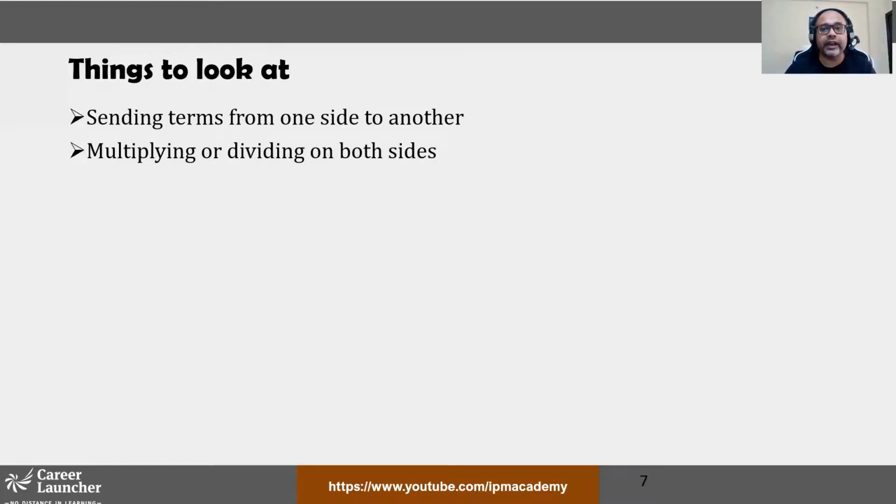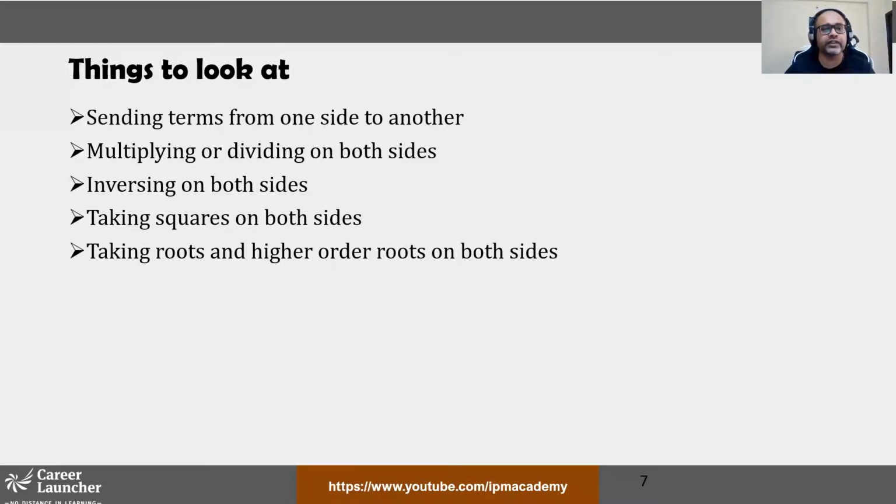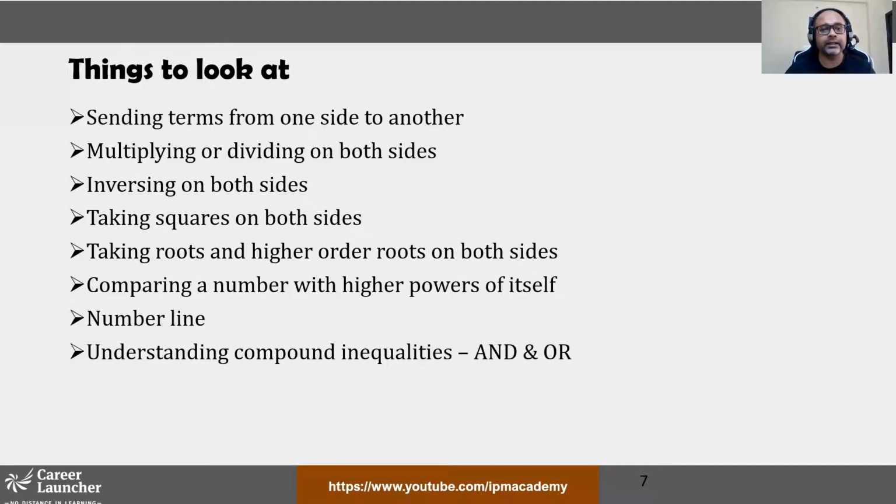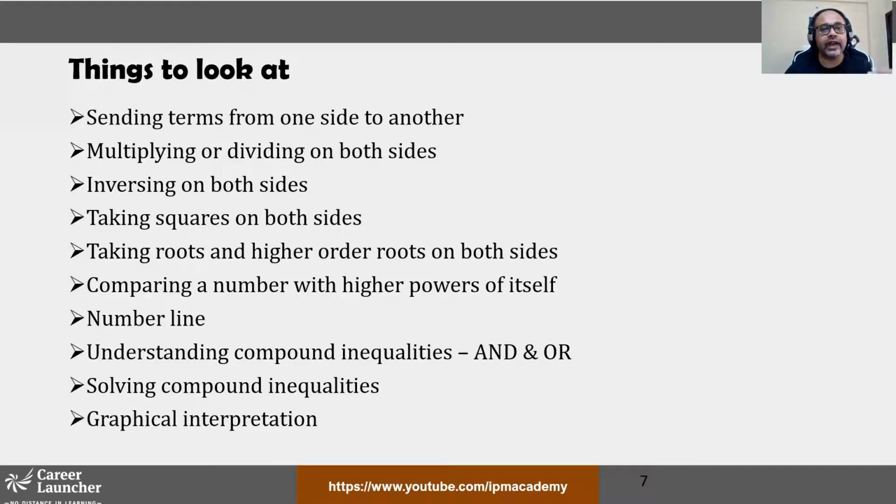Next is multiplying or dividing. So all the things that you know about equal to, we are again trying to see that with respect to your inequality. What happens when I multiply my entire inequality with a constant, or dividing the entire inequality with a constant? What happens to it? Then what about inversing on both sides? What happens if I take inverse of the numbers on both sides, and so on and so forth. So this is a list of things I have made over here, and I'll take you through each one of these things, and by the end of these you will understand the complete essence, nature of inequalities.